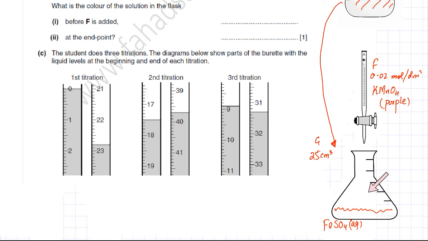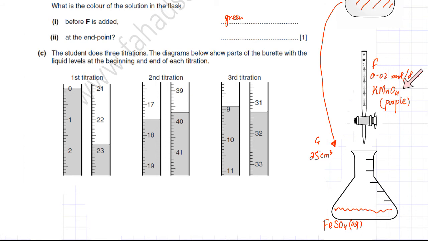So the next part is asking what is the color of the solution in the flask before F is added. Before F is added, the solution over here, 25 cm cube G, contains FeSO4. Remember, FeSO4 is green in color. Fe2+ ions, when they are aqueous, form a green solution. So initially it's a green solution.